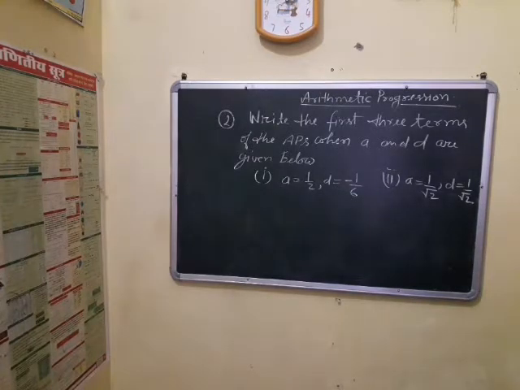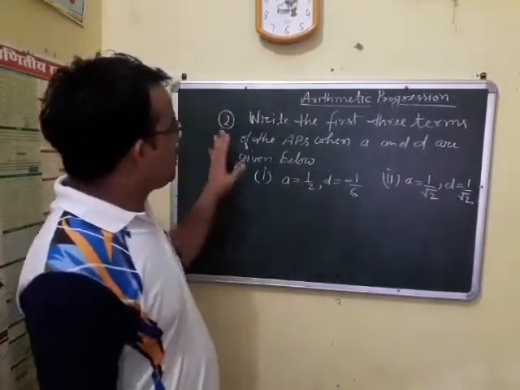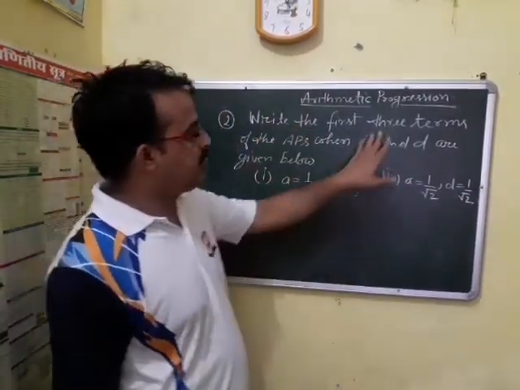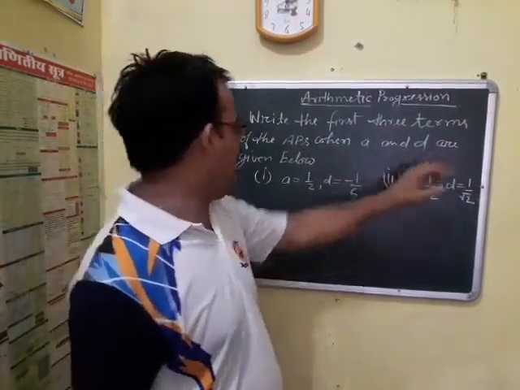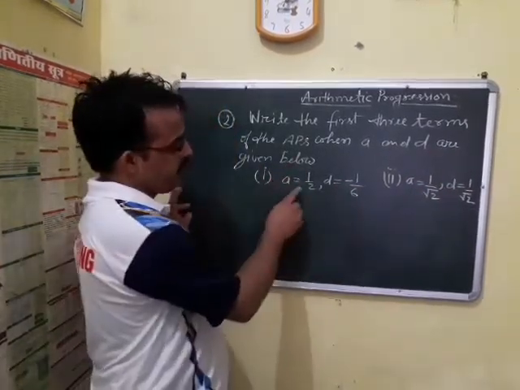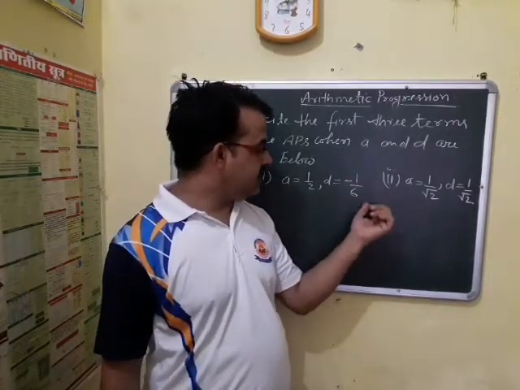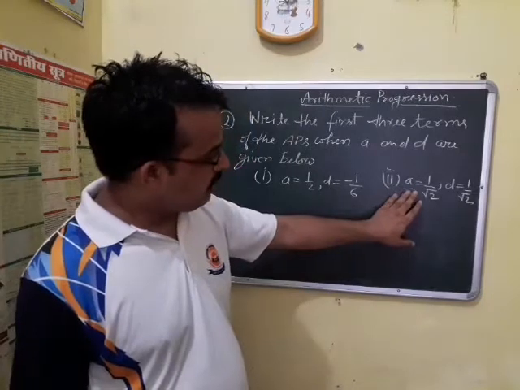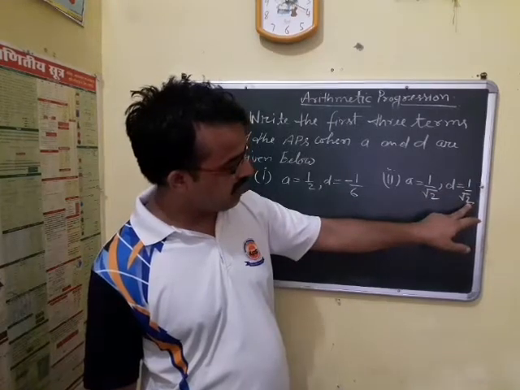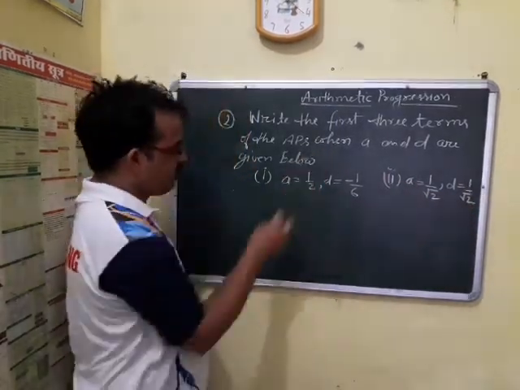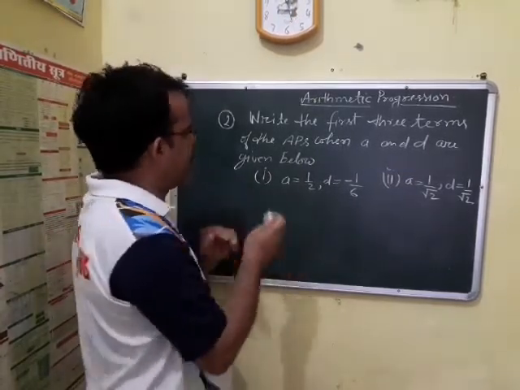Now this next question, we discuss the next question. Now discuss another question of this exercise. Same question, just like the first question. Here it is given: write the first three terms of the APs when A and D are given below. A's value is 1 by 2 and D's value is minus 1 by 6, and second part A is equal to 1 by under root 2 and D, the difference, is 1 by under root 2. Now look at how to solve that. Only here is the calculation problem, rest is the same as question number one.